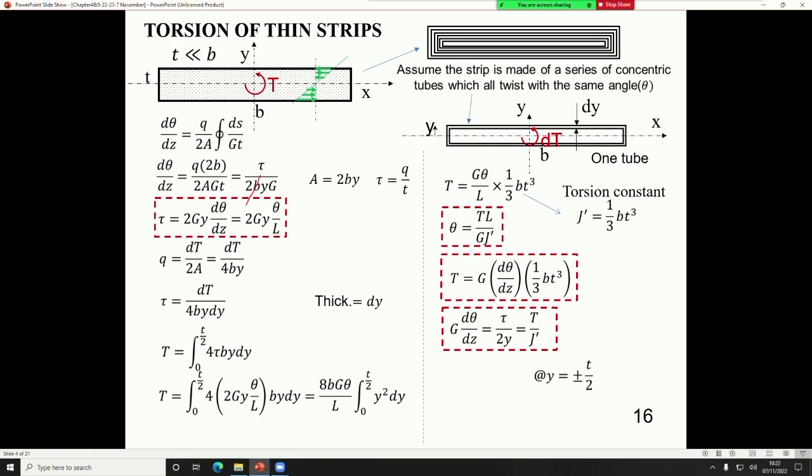And the position of the maximum shear stress is on the top and bottom layers, when y is equal to t over 2. So if I substitute t over 2 in this relation, I can say the maximum shear stress is equal to 3T over b t cubed. There was a mistake here because I had to eliminate a b from both numerator and denominator, but everything is fine, and I believe you understood why we ignore the thickness. Any questions on this slide?